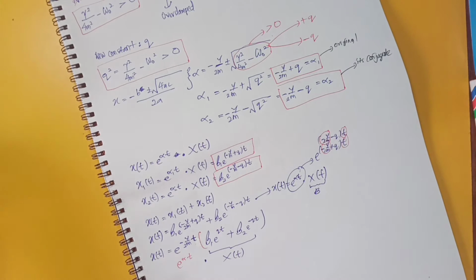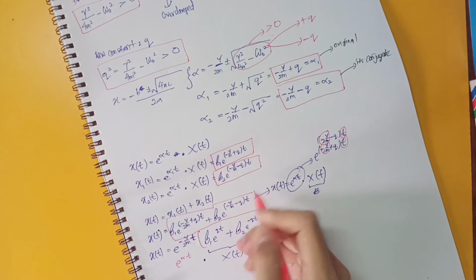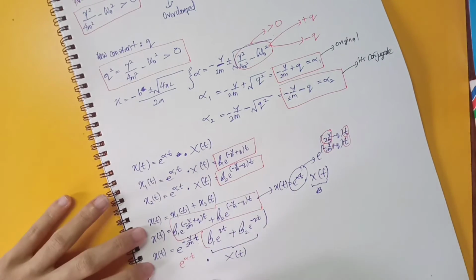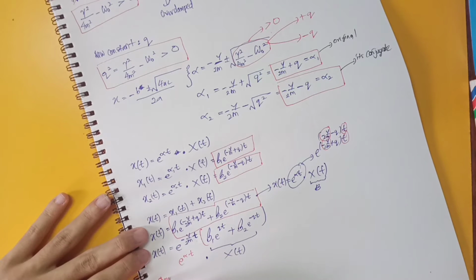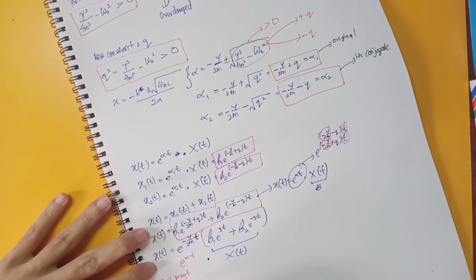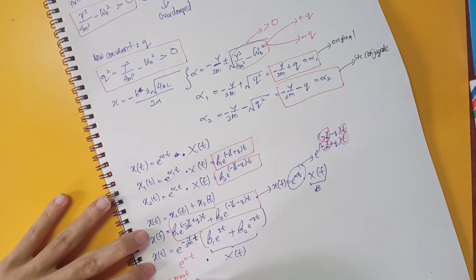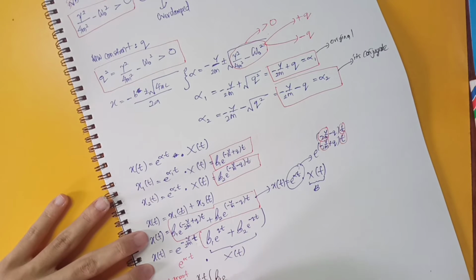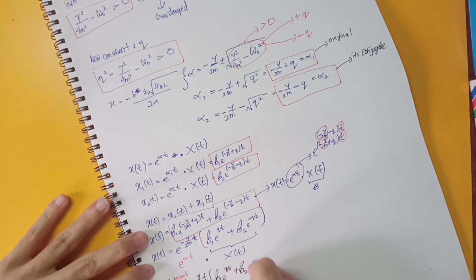Okay, now I will show you the proof that we will get exactly this one. I will do what we call the expansion, kembangkan. So I'll do it again. I want to show proof here. So x(t) is equal to exponential power of negative gamma over 2m times t, and then multiply with beta 1 exponential power of qt plus beta 2 exponential power of negative qt.